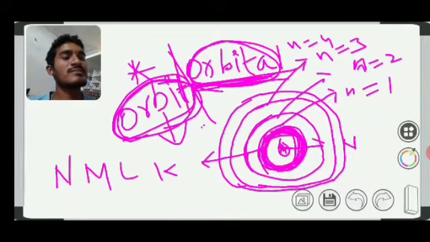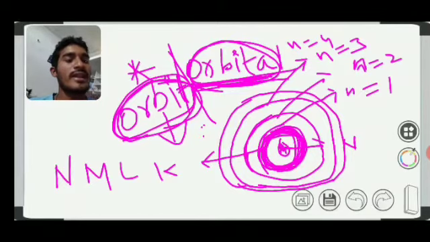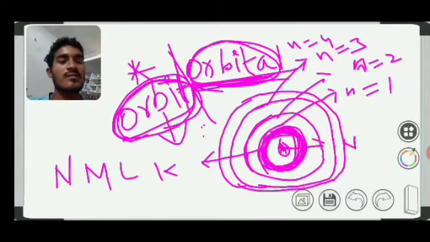Next, here n means the number of the main shell. n is equal to 1, n is equal to 2, n is equal to 3, depending upon their energy levels. And here K, L, M, N are the shells. Within the shells we have subshells, which we call s, p, d, f.